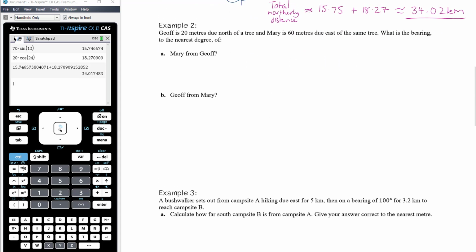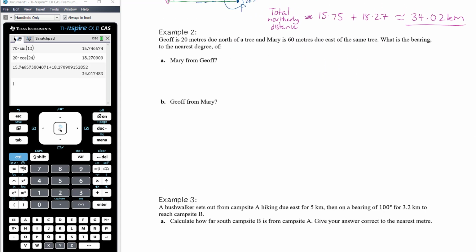Okay, number 2. Jeff is 20 metres due north of a tree and Mary is 60 metres due east of the same tree. So due north means directly north. Due east means directly east, okay?